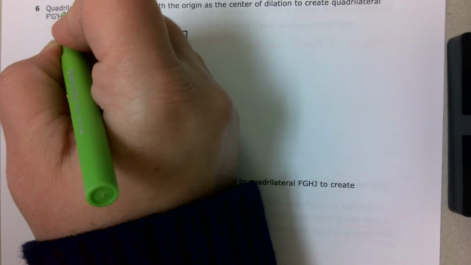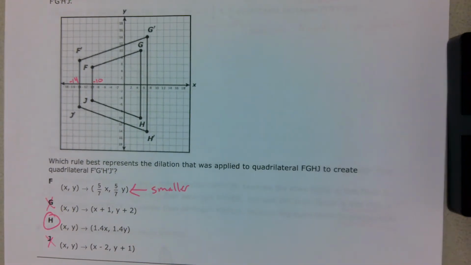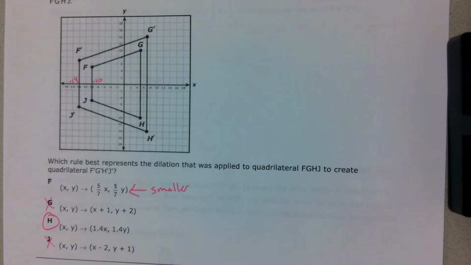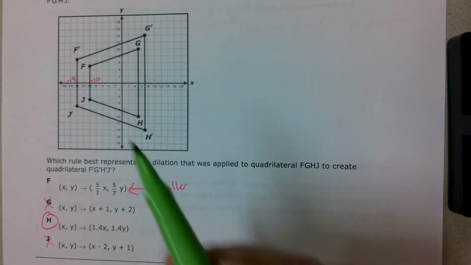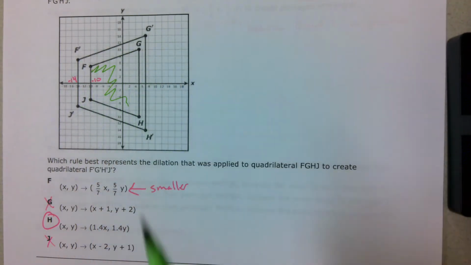Oh, and there's a prime missing there. Which rule best describes the dilation that was applied to quadrilateral FGHJ to create quadrilateral F prime, G prime, H prime, J prime? All right, so again, my original is the smaller one, and it gets larger.